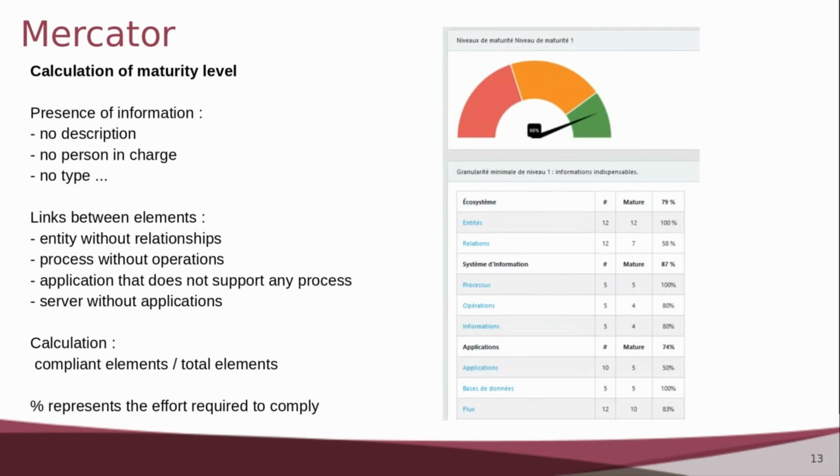And then Mercator can compute your maturity level. For example, if there is no information, no person in charge, or no type in an object, or if there is no link between other elements, for example, an entity without relationship, a process without operation, an application that doesn't support any process, or a server without applications, the object is not confirmed. In the computation, the number of compliant elements divides the total elements, and the percentage represents the effort required to comply. And here, in this example, we are in the green side on maturity level 1.